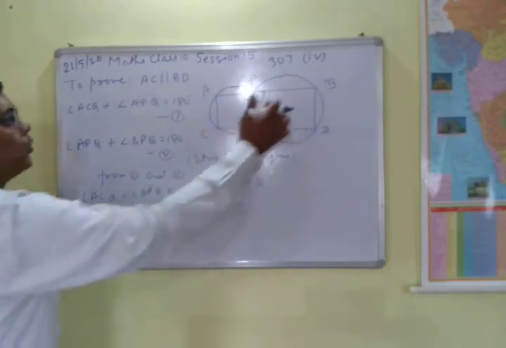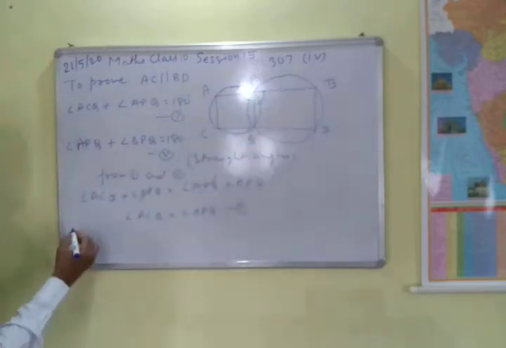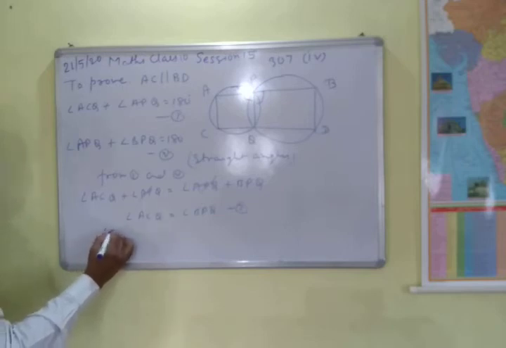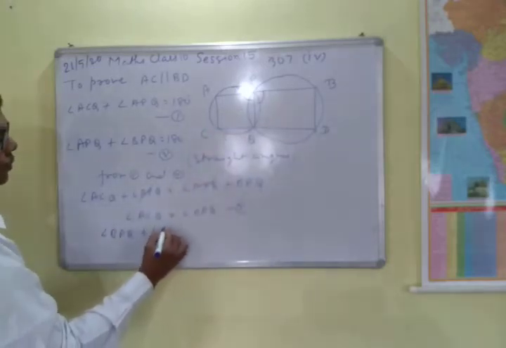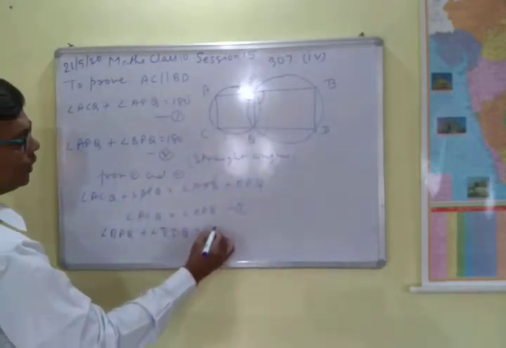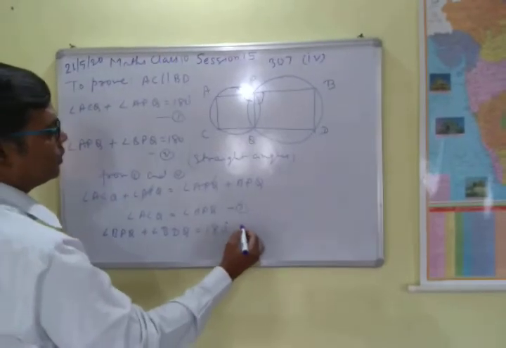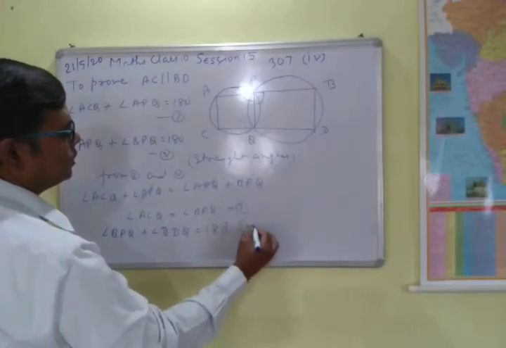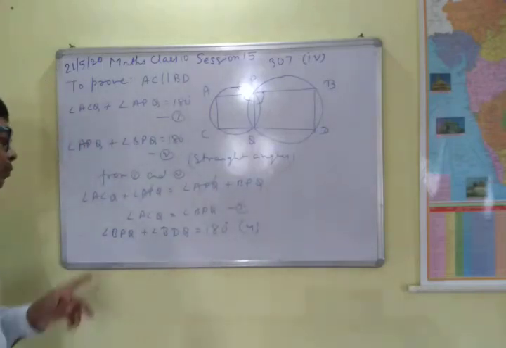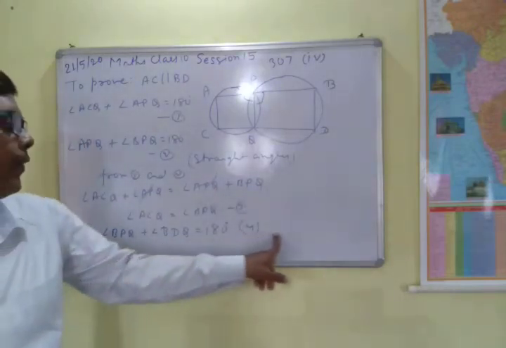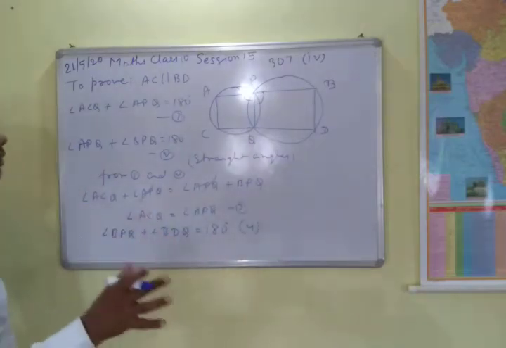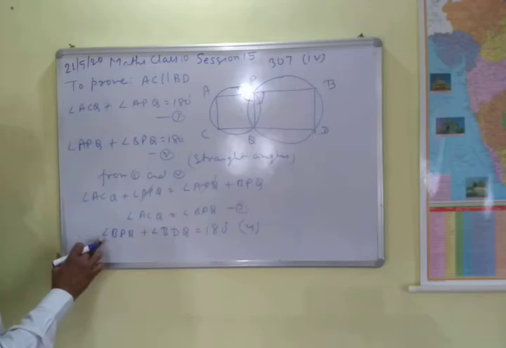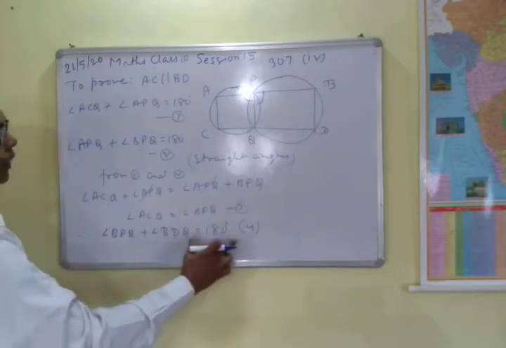Next, again, you know that BPQD is a cyclic quadrilateral. Therefore we will write here that angle BPQ plus angle BDQ equals 180 degrees. Again, because of the same reason, you will write the reason: the opposite angles of a cyclic quadrilateral are supplementary. You must mention this when you write. Here I am not writing it, but you must write it in your copy when you solve. So angle BPQ plus angle BDQ equals 180 degrees.